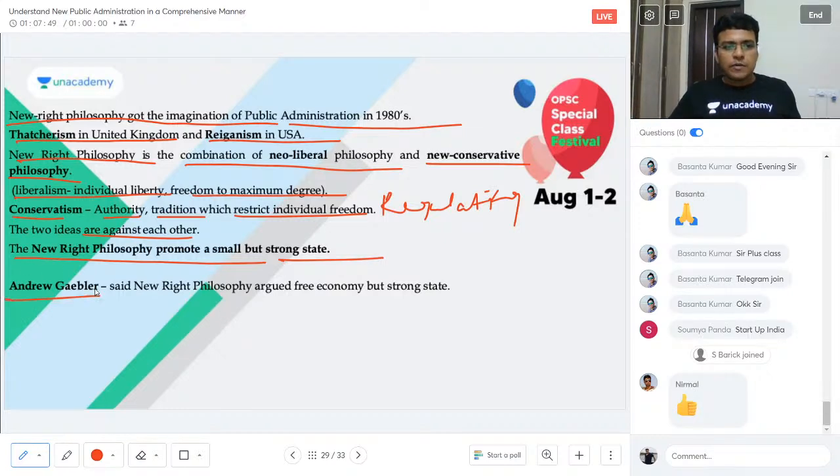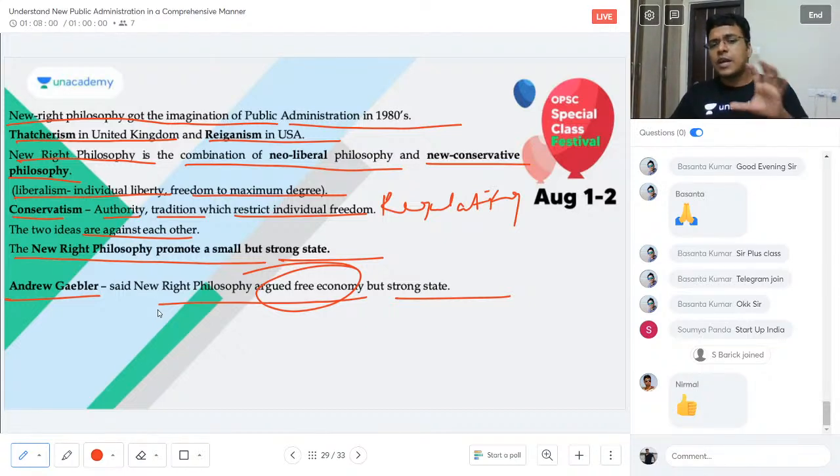Andrew Gamble said new right philosophy argued for a free economy but a strong state. Certainly a free economy: the economy is free, anyone can sell any product, but the state is strong. The state is keeping a watch through all these regulatory institutions.